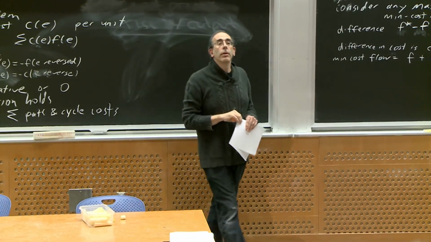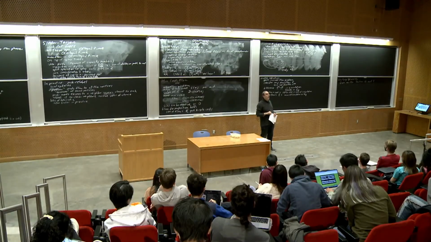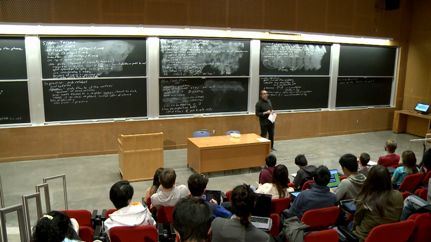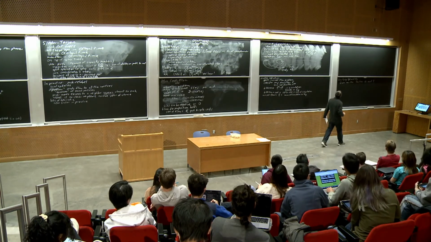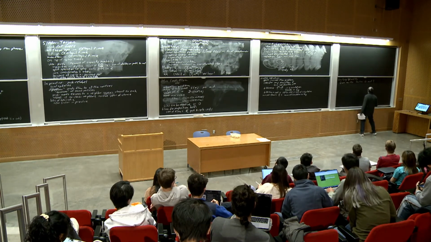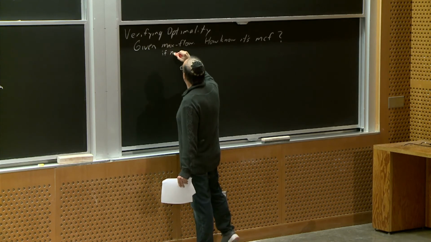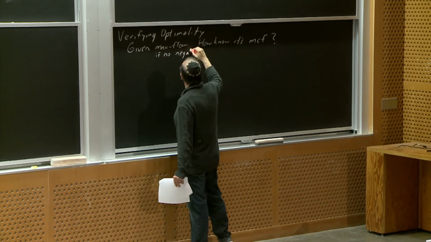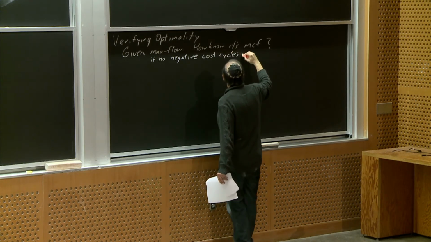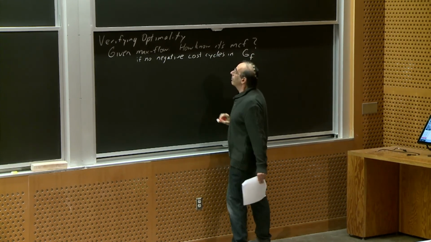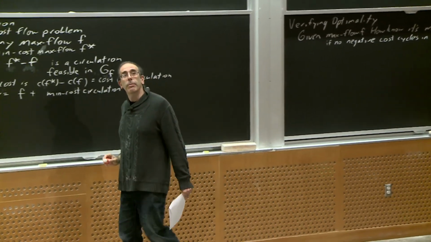Yes? All of the cycles, and see if any of them have a negative cost. All of the cycles in what? The residual graph. Okay, so your claim is that it is a min cost flow if there are no negative cost cycles in the residual graph. And that is correct, but let's creep up to it.